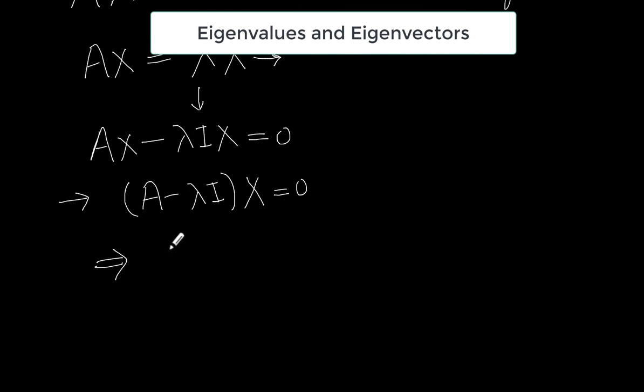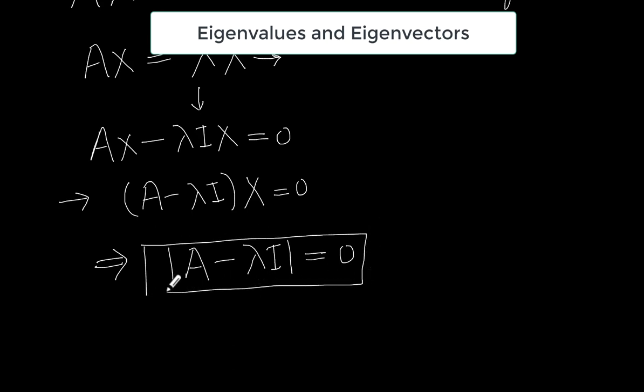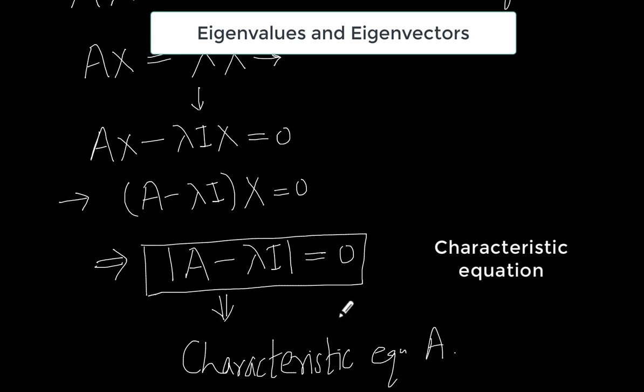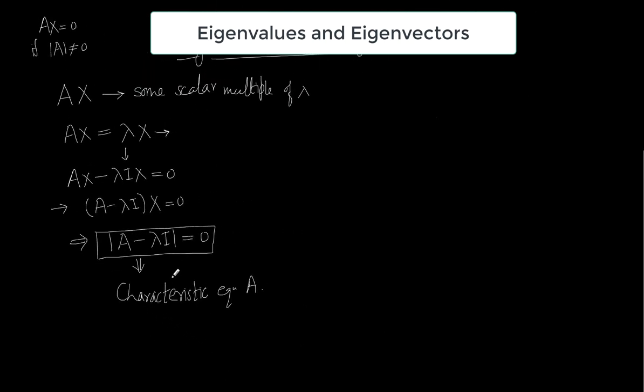So this is possible only when the determinant of A minus lambda I is 0, and this equation is called the characteristic equation of the matrix A. So the roots of this equation will give you the eigenvalues of the matrix A. So that means if we have to find the eigenvalues, then we will first write down the characteristic equation, then we will simplify it for the roots.